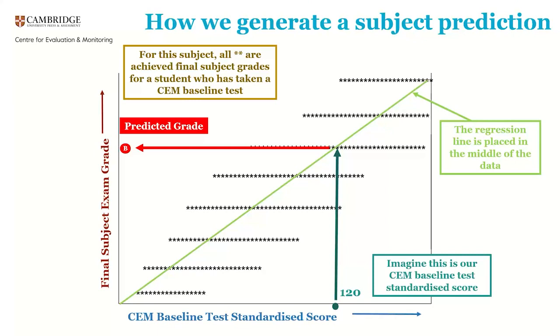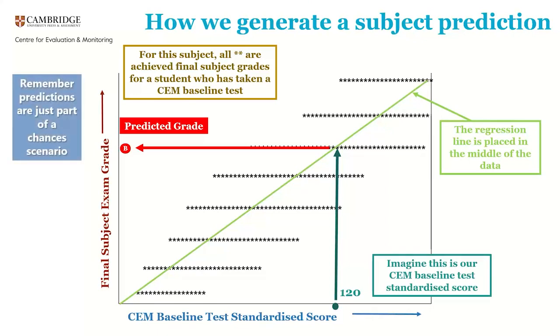But we can see as we travel towards the green line, we actually go through students who didn't achieve that grade. And if we kept going beyond the green line, we would actually be going through students who achieved a higher grade. So predictions are just that. They're part of an overall chances scenario. You might be one of the students who achieves that target grade, but you might do that bit better, or you might not do as well as that.